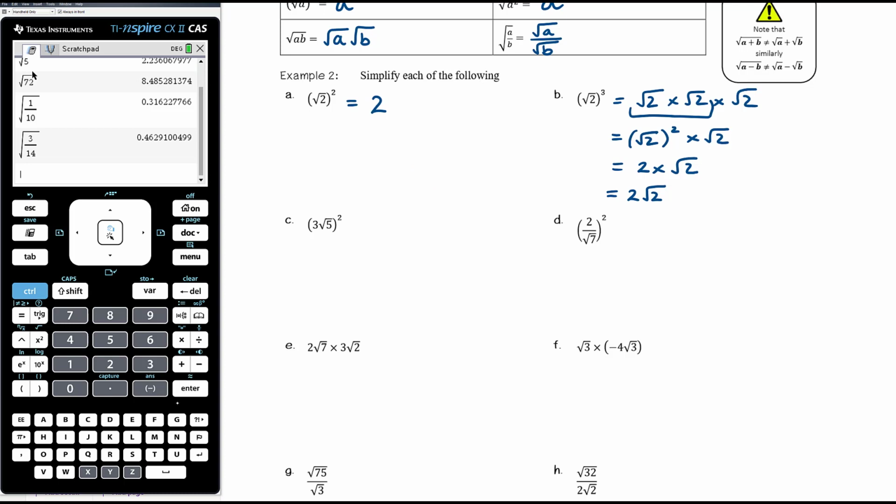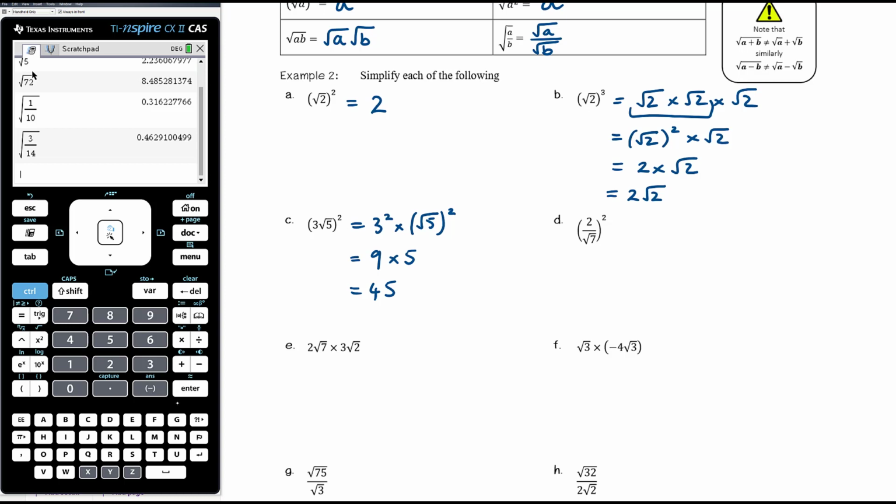So this is 3 times root 5 all squared. So this is 3 squared times root 5 squared. I wouldn't write out this step, I'd just do it, but just to be clear about what's happening. So 3 squared is 9, root 5 squared. If you've taken 5 and you've square rooted it and then you've squared it, it's just 5. 9 times 5 is 45.